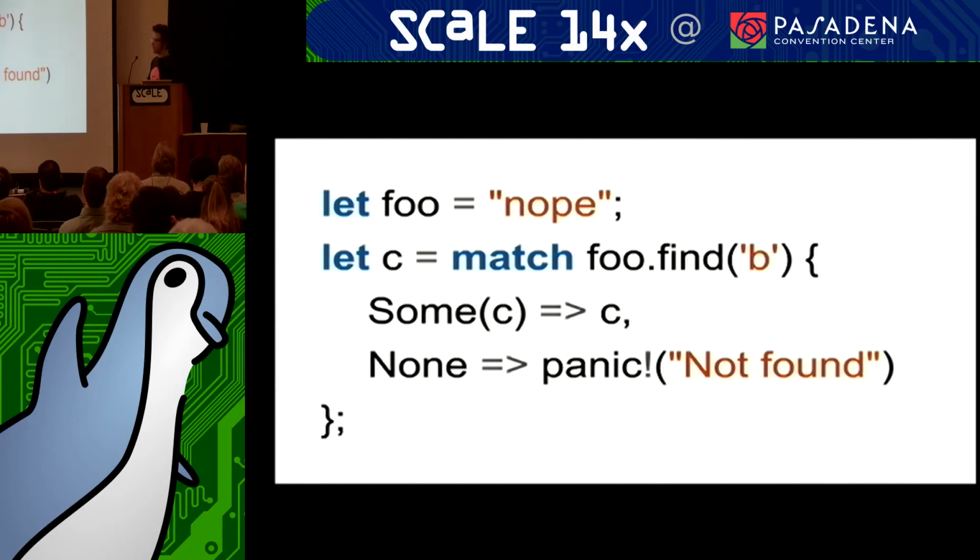We can have a different example where our string is nope, and B's not there. We're going to go into this other branch of code, this other arm of our match statement, where it's none. And we're going to call this macro panic, which basically means fatal error, bail out of your code, stop running the code. It basically returns early.